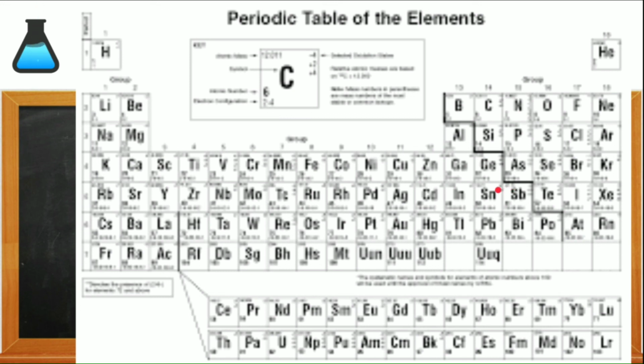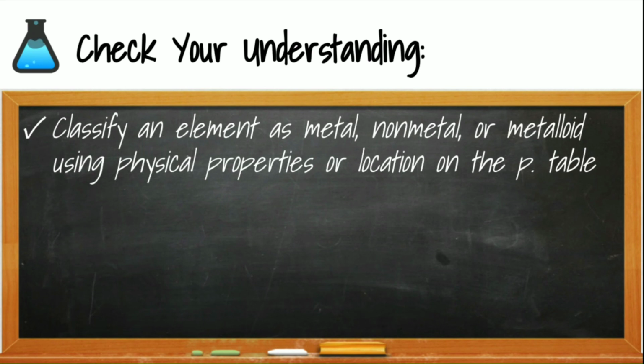Now, make sure the element touches on two sides, because here we have gallium, but gallium only touches on a corner. It doesn't have two bold lines attached to it. So gallium is not a metalloid, but instead gallium is a metal because it lies on the left side of the periodic table. By now, you should be able to classify an element as a metal, nonmetal, or metalloid using its physical properties or its location on the periodic table.